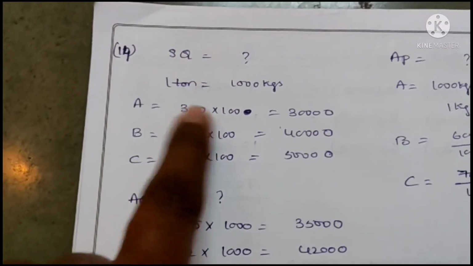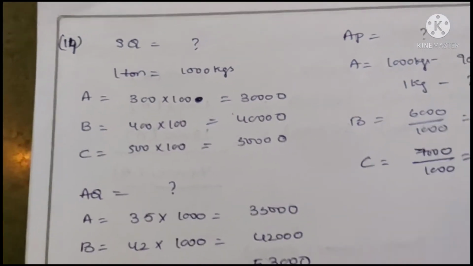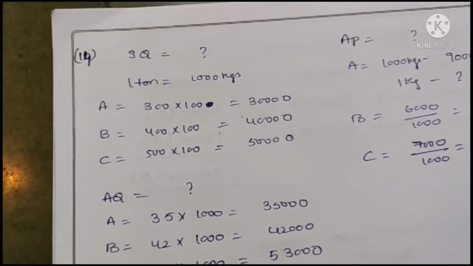Standard is for 1 ton. For 1 ton it is 300. So for 100 tons how much? Okay, 1 ton it is 300 kg. So for 100 tons it is how much?